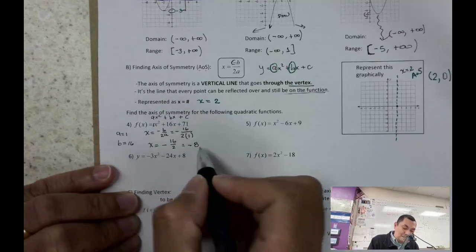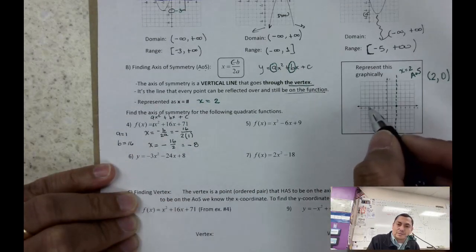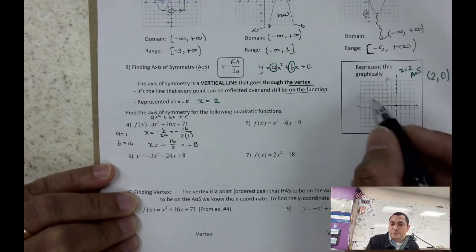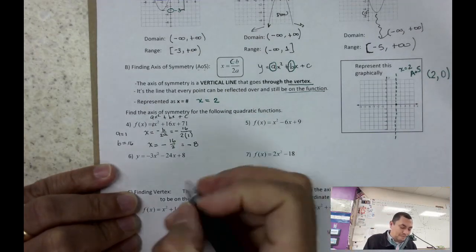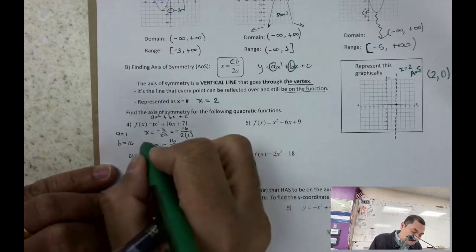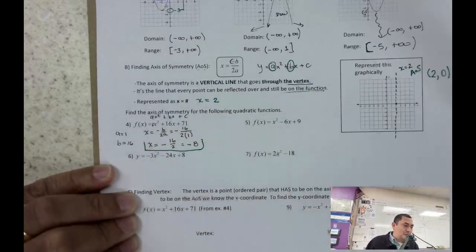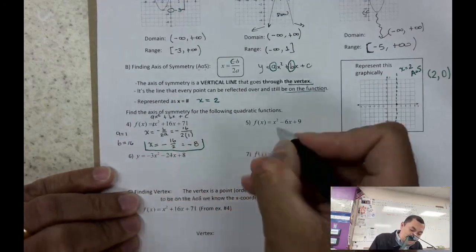X equals negative 8. So you will go and count 1, 2, 3, negative 1, negative 2, negative 3, negative 4, negative 8. And that's where the parabola is going to be split in half. So negative 8. This will be the first problem. Problem number 5 in this case.